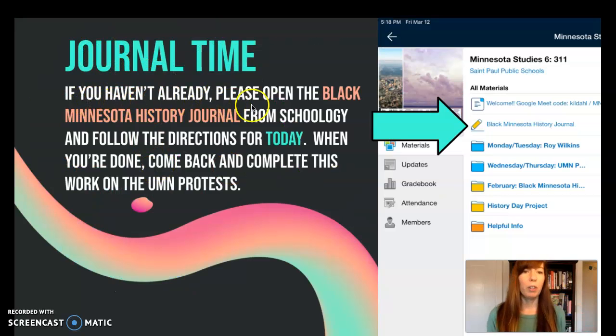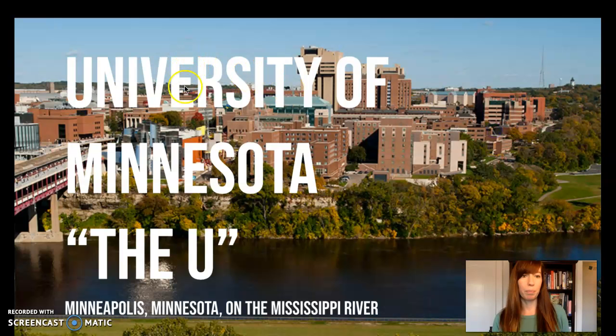Journal time. If you haven't already, please open the Black Minnesota History Journal from Schoology and follow the directions for today. When you're done, come back and complete this work on the UMN protests. You'll find it right here.